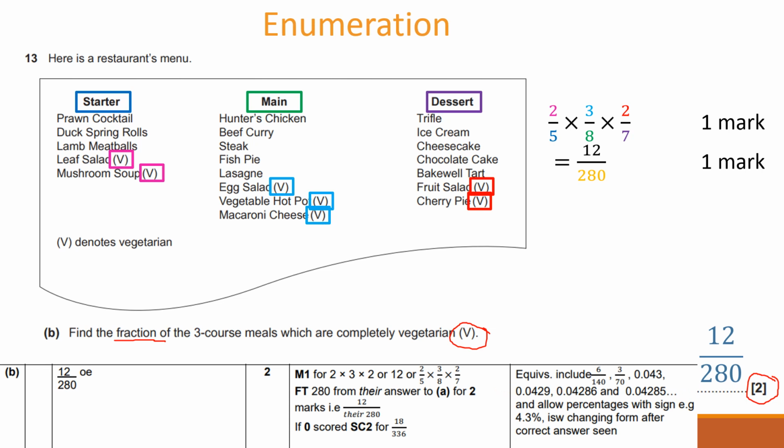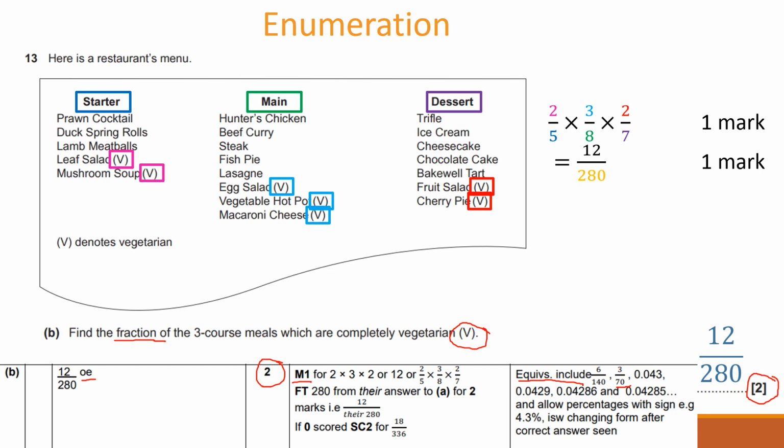Now the mark scheme is here and it has cancelled down the answer. So it says over here equivalence to include. So if you cancelled your fraction down to 6 over 140 or 3 over 70, which is the lowest form, which is a better answer, then you will get 2 marks. OE over here means or equivalent. So your answer is 12 over 280 or equivalent. So if you've cancelled it down to better, then that's great. Here are the 2 marks to show for the method. For the actual exam question.